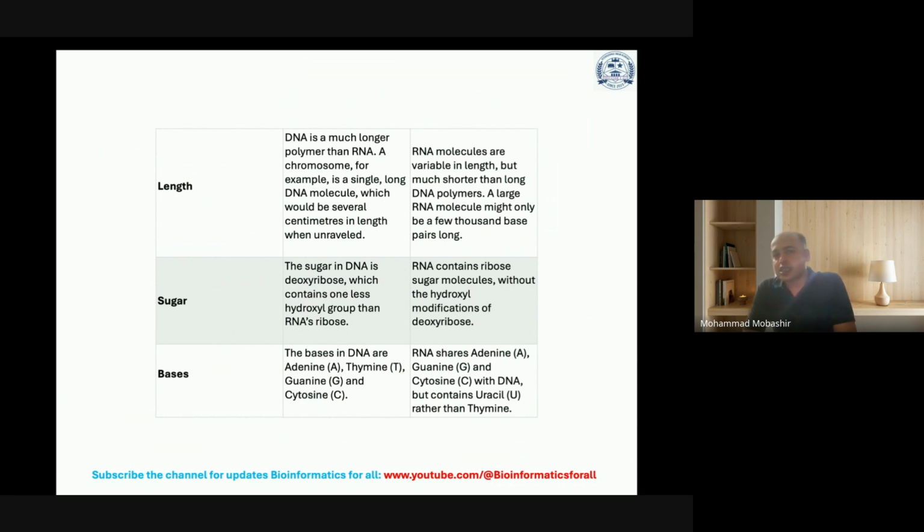The sugar in DNA is deoxyribose sugar, which contains one less hydroxyl group than the RNA's ribose, while RNA contains a ribose sugar molecule without the hydroxyl modification of deoxyribose.